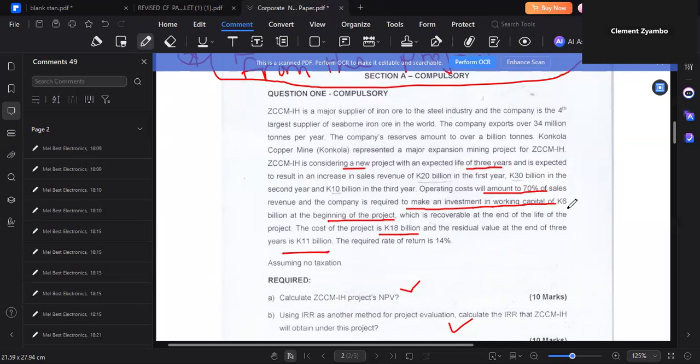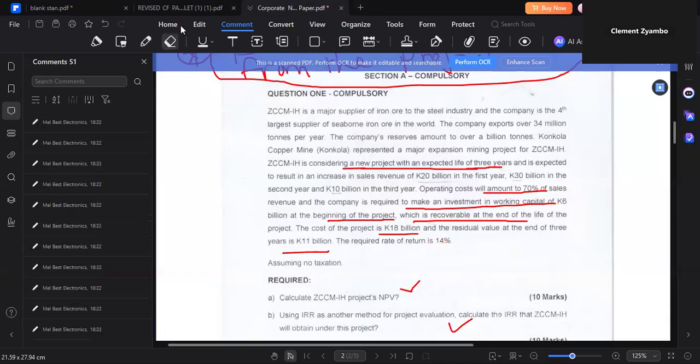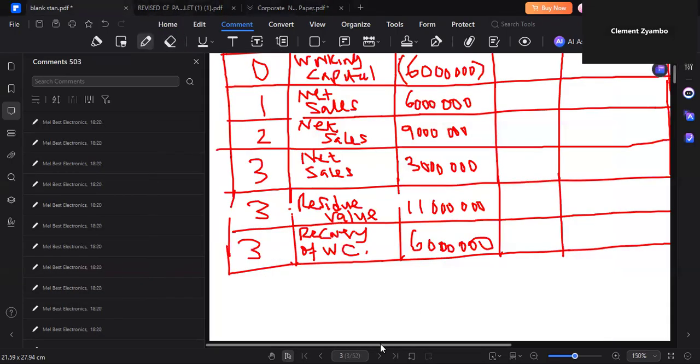Then at the beginning of the project, the working capital is 6 million additional, which will be recoverable at the end of the project, which is at year three, because this project was there only for 3 years. The cost of capital is at 14%. So we need to find the net present value of this project. All right, so this is what we are doing now.